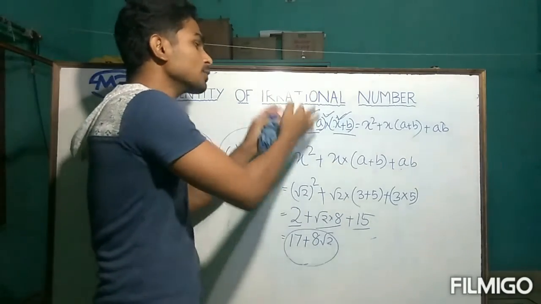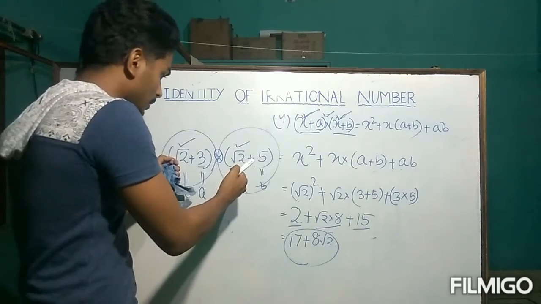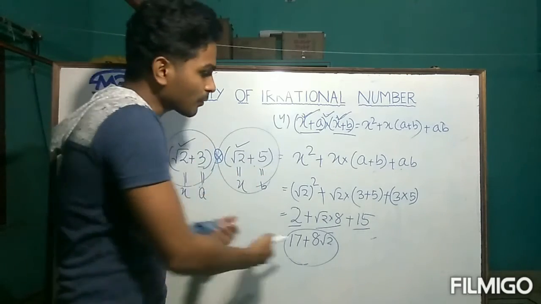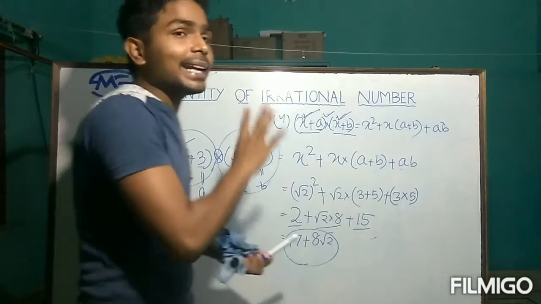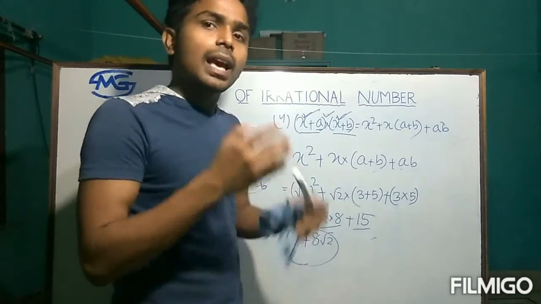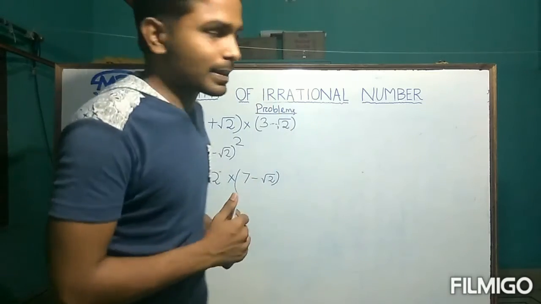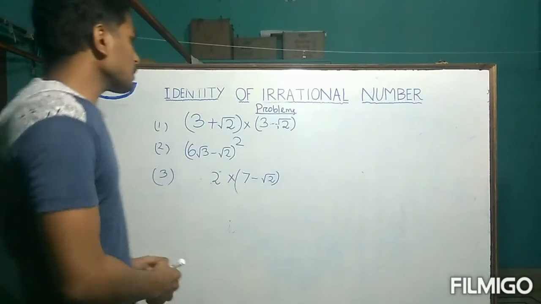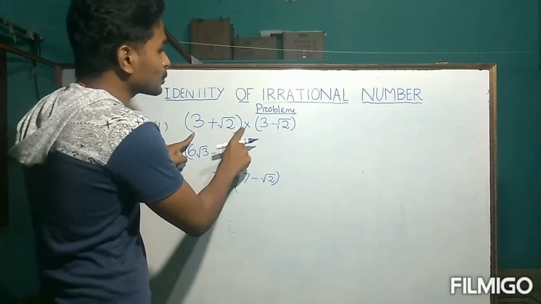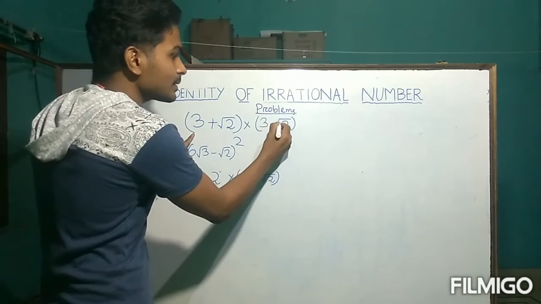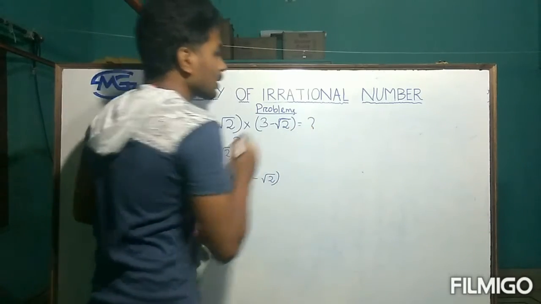So by using the fourth formula of identity, we also can use it in our multiplication of two expressions to find its resultant. So this is all about the identical rule of irrational or rational numbers. Now let us do some problems regarding this identity. Suppose we have three questions. The first question is (3 plus root 2) into (3 minus root 2). We have to find out its value.